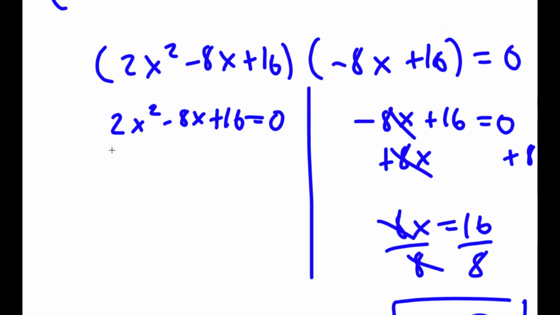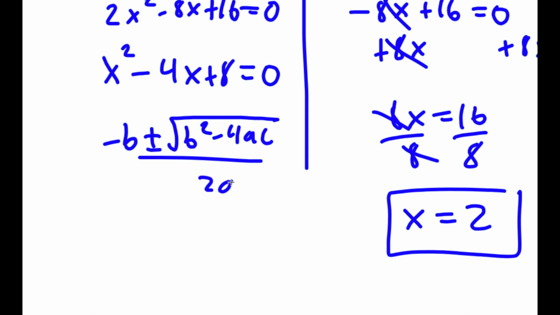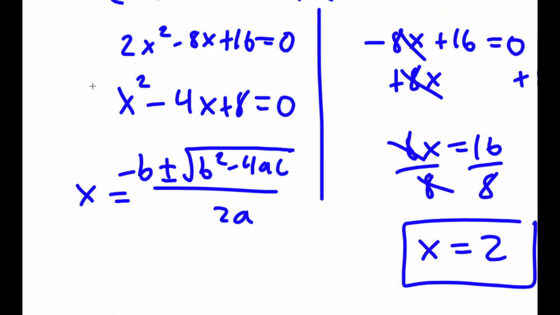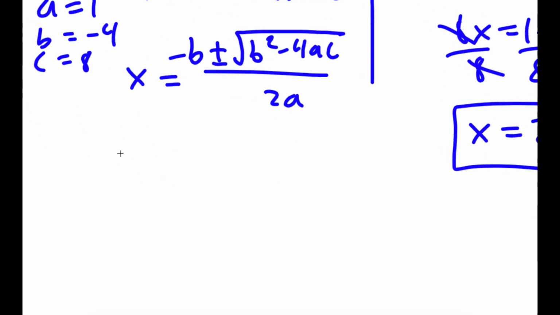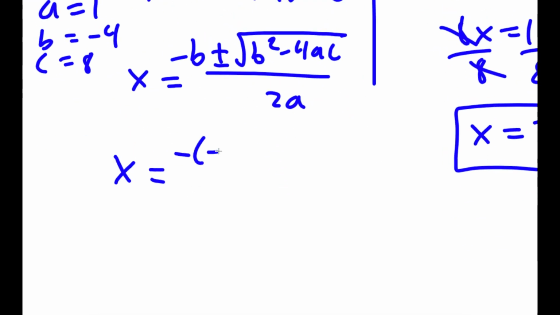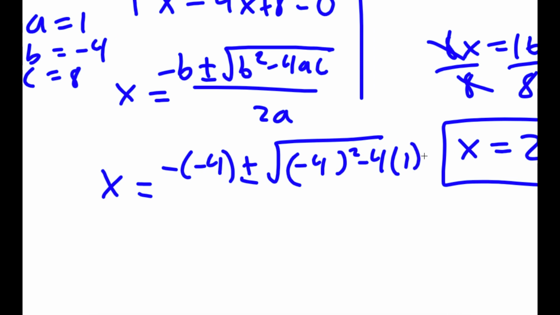Now for 2x squared minus 8x plus 16, I can factor out 2, so I get x squared minus 4x plus 8 is equal to 0. And now I can use the quadratic formula: negative b plus or minus the square root of b squared minus 4ac all over 2a. So in this case, a is 1, b is negative 4, and c is 8. So I get x equals negative of negative 4 plus or minus the square root of negative 4 squared minus 4 times a, which is 1, times c, which is 8, all over 2a, so 2 times 1.